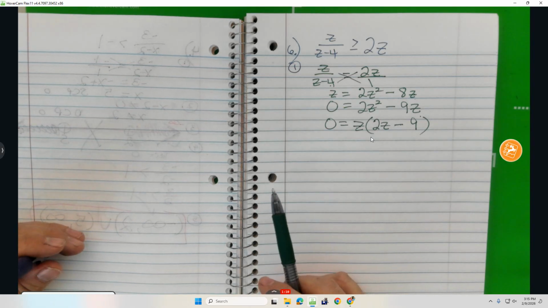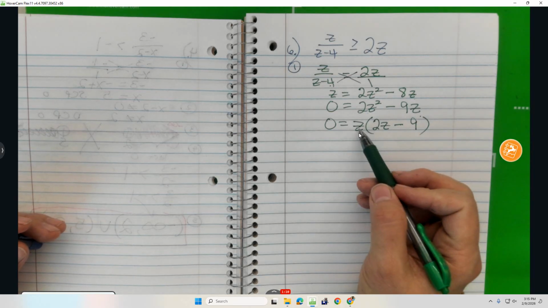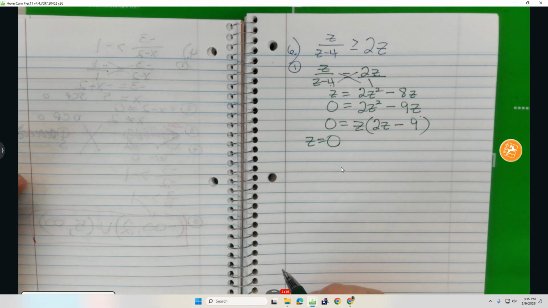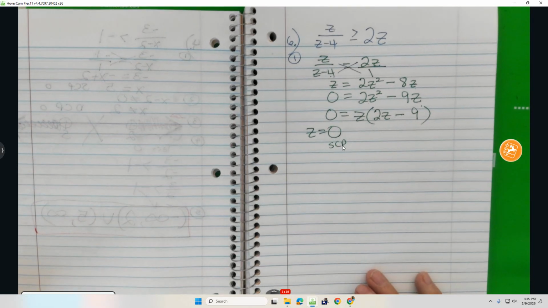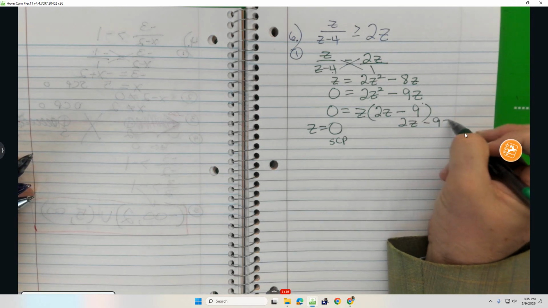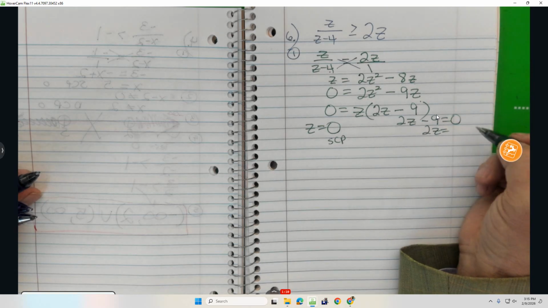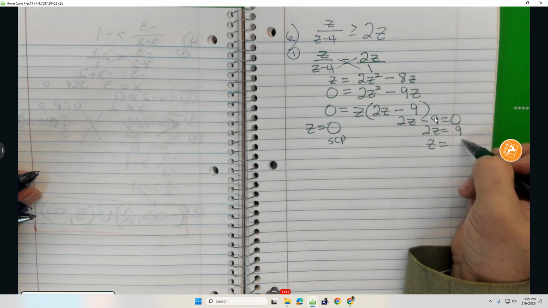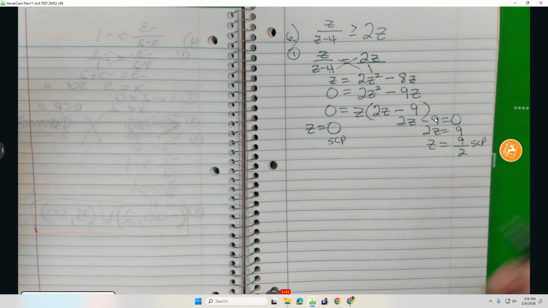You're still using the zero factor property. You set each factor equal to 0. That's going to give me the first factor. Set it equal to 0. It's already solved. There's my first solution cut point. Set the second factor equal to 0. That says 2Z is equal to positive 9. Divide by 2 to get Z equals 9 over 2 for my second solution cut point.